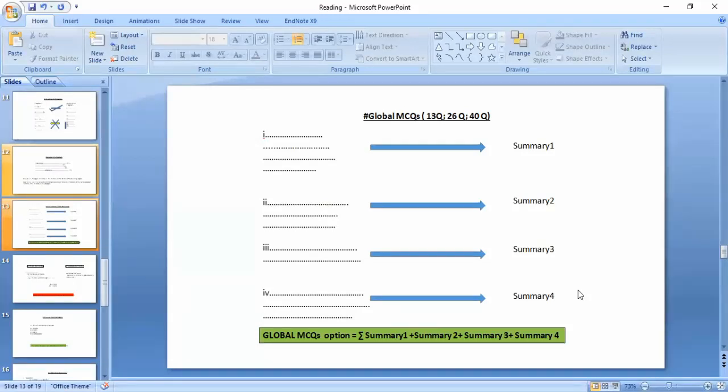Like here we have done for paragraphs 1, 2, 3, and 4. So once you come up with summary of individual paragraphs, then you have to sum the partial summaries of all of these paragraphs to come to the global MCQ's answer or the global summary of this whole passage. You just need to add the summary of the individual paragraphs to answer the global MCQ's question.